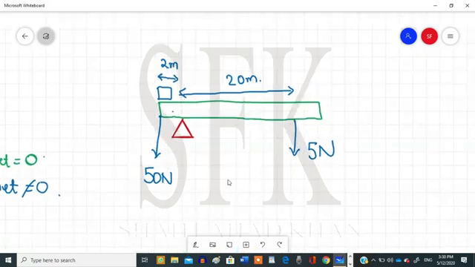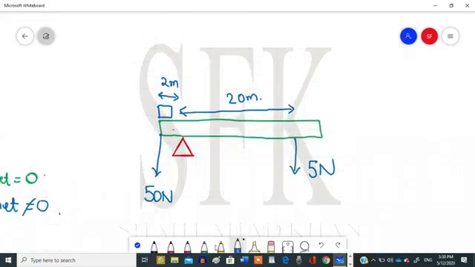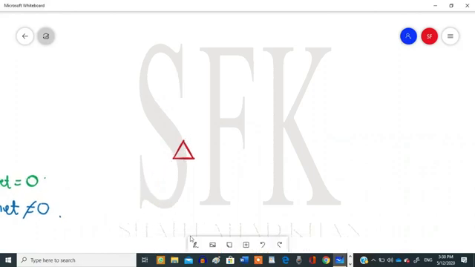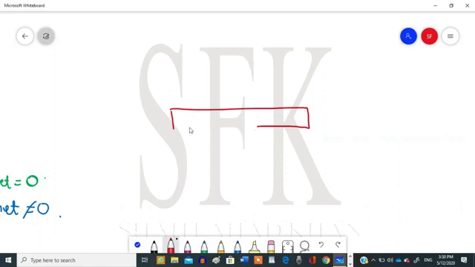Now, let's not take this 20, or just forget the numbers. I'll first give you a general example and then we'll go on to the numbers. Now this is a plank, and this is the pivot.